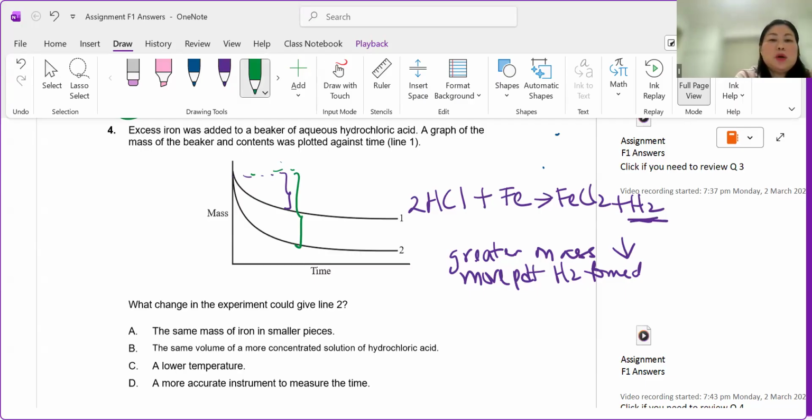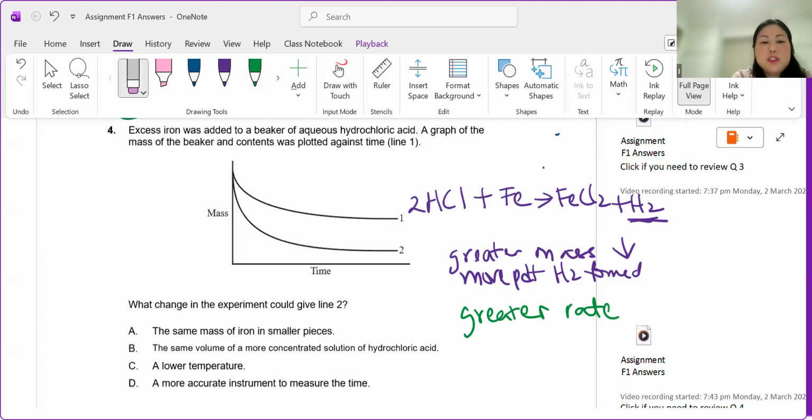And besides that, we are also seeing a much steeper graph at the start. So we are also seeing a greater rate. So we are seeing a greater rate and a greater yield. So which of the changes will give us a greater rate and a greater yield? We will get it if we have a more concentrated HCl. So when we have a more concentrated HCl, the higher concentration leads to a greater rate.